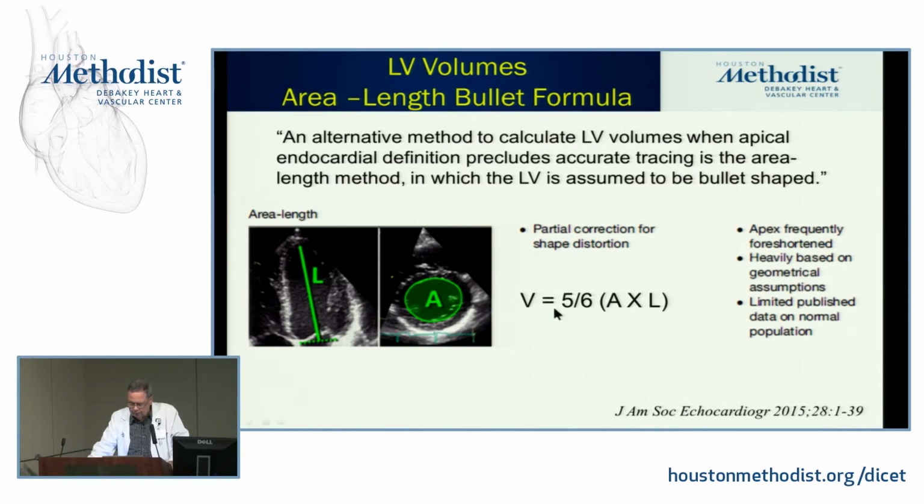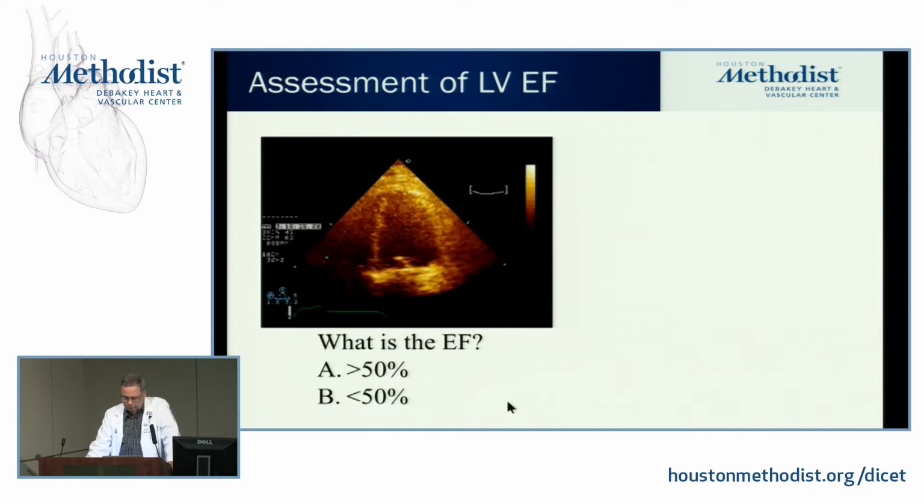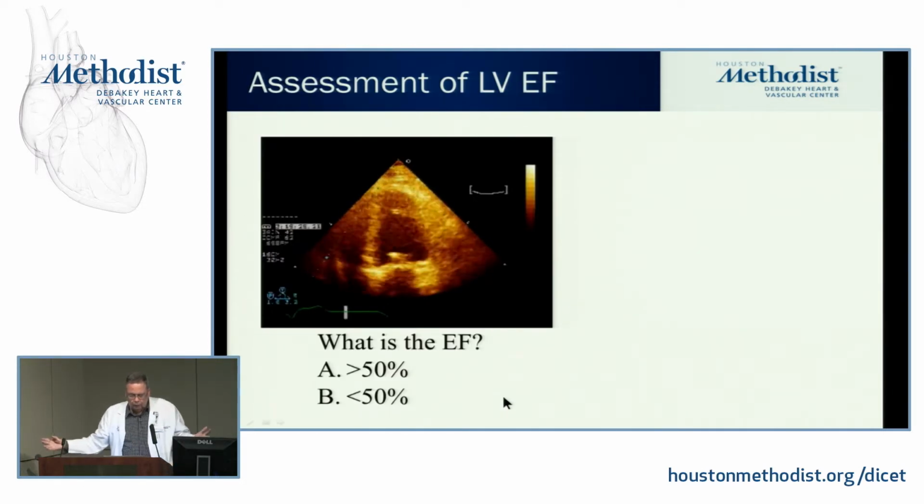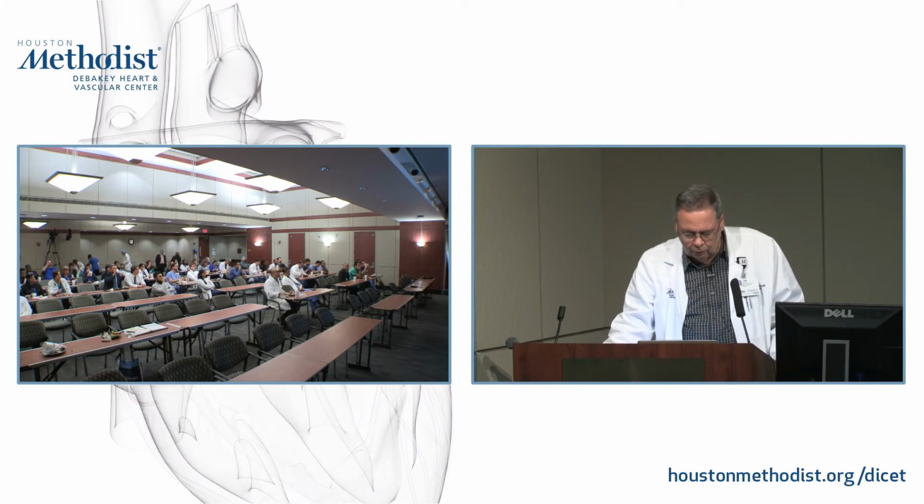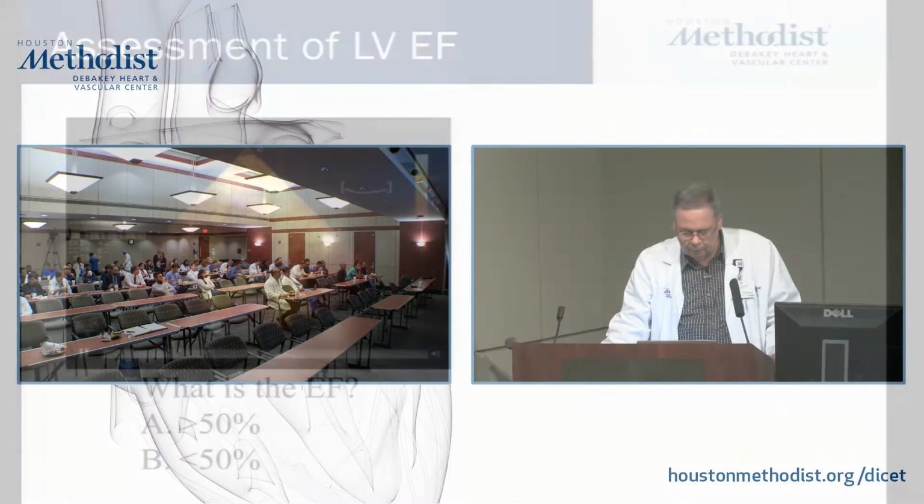Very simple formula, 5/6 times the area and times the length. So it's a very, very simple calculator-type formula that you could quickly do, particularly to get a ballpark figure of end-diastolic volume. So, show of hands. How many of you would say that this EF looks at least 50 or better? Show of hands. I would. I mean, if we apply the rules we just said, fractional shortening of the area, it looks like it should make at least a 50%, okay?